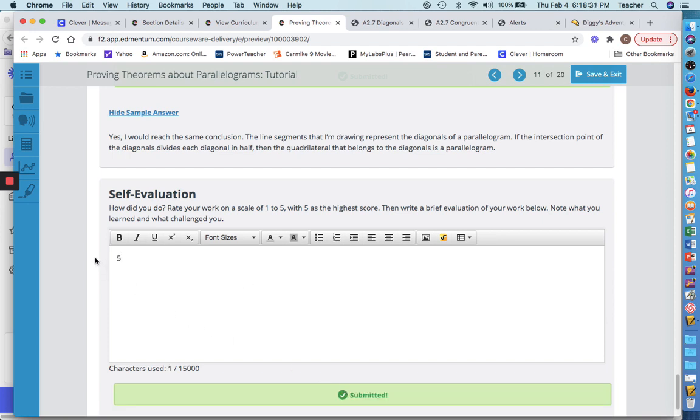All right, you guys. So this was slide 11. We've learned quite a bit in this tutorial. That opposite sides are equal. Opposite angles are equal. In this one in particular, that the diagonals bisect each other.